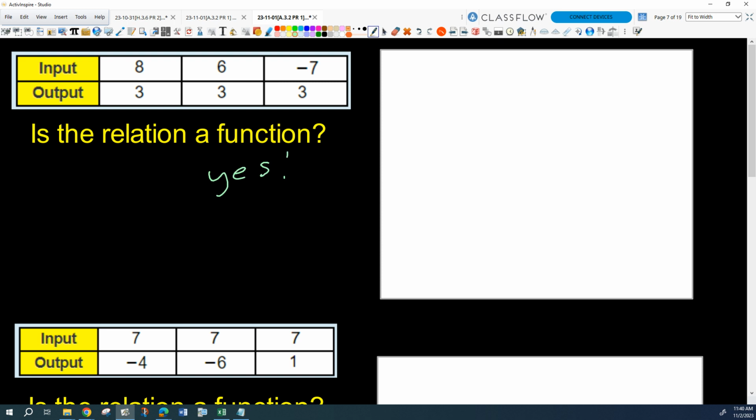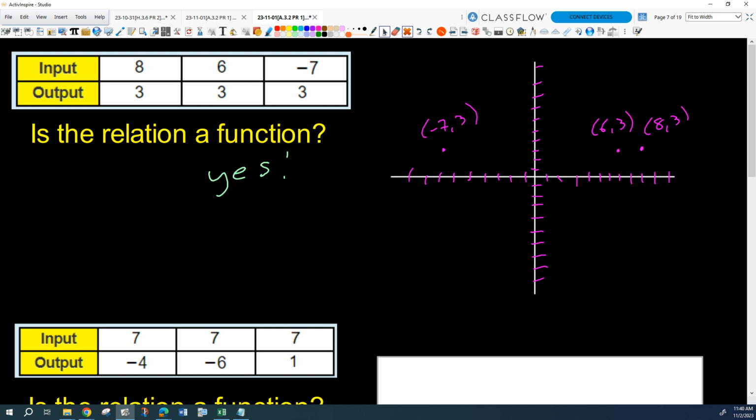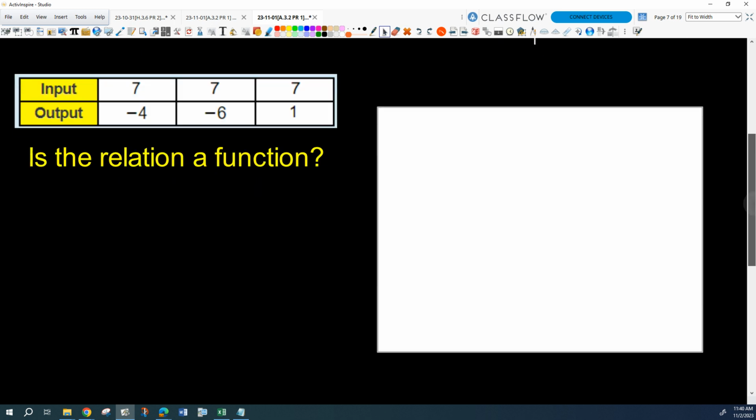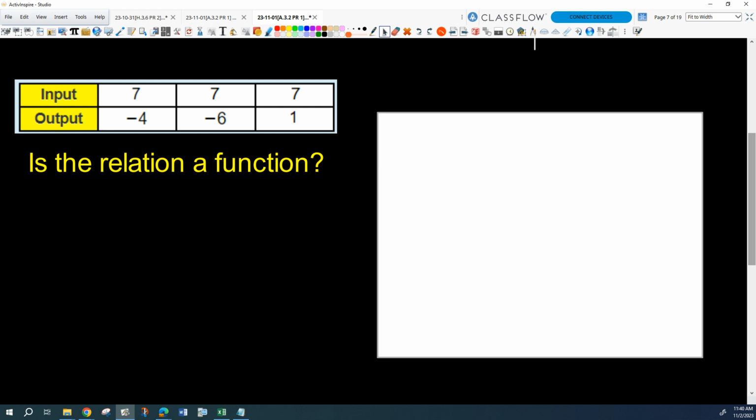The outputs are all the same, so how are those points going to line up if the y coordinates are all the same but the x coordinates are different? Yeah, they're going to line up horizontally, aren't they? So it makes sense that that is a function, because they line up horizontally and still pass the vertical line test. But what about this example? No, right? That's not a function. And if I were to graph those 3 points, how do you suppose they line up? Vertically. So they fail the vertical line test.